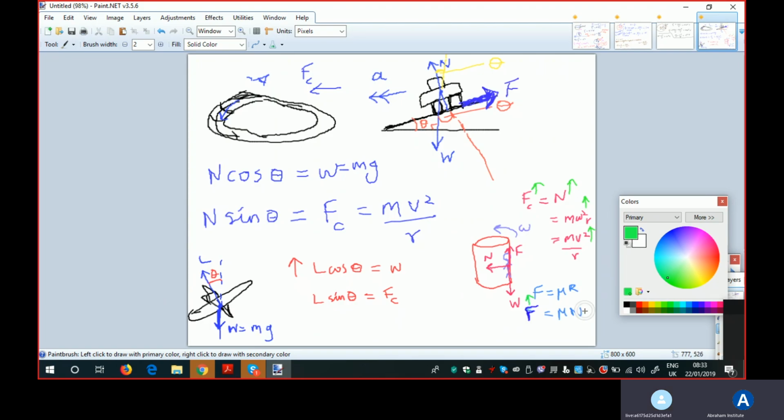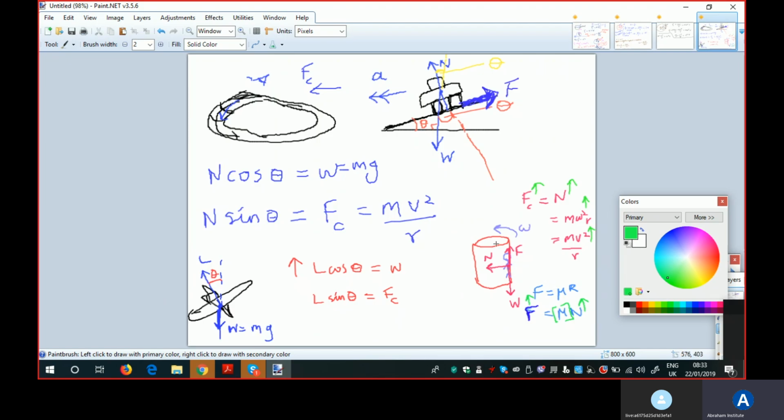When it's the other way around, when n increases, the frictional force increases. When n increases, this is a constant. It depends on the nature of the surfaces. So when n increases, the frictional force increases, and it will come to a point where the frictional force can balance the weight.